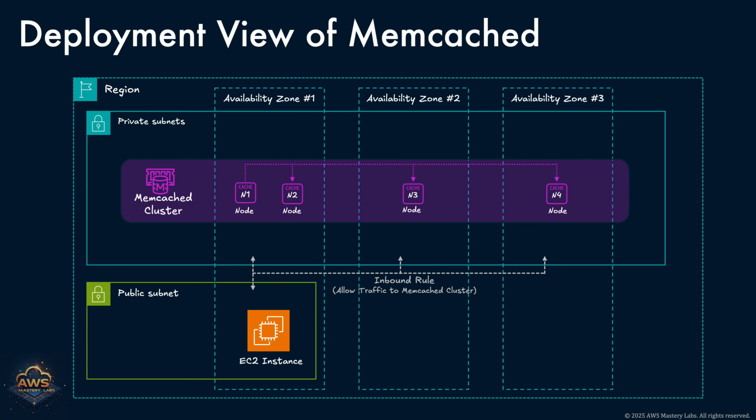In this deployment view, we see an Amazon ElastiCache for Memcached cluster deployed within a private subnet that spans across 3 availability zones, AZs, for enhanced fault tolerance and availability. The cluster consists of 4 Memcached nodes, evenly distributed across the AZs to support horizontal scaling and high availability of cached data. While Memcached itself does not support replication or failover, spreading nodes across multiple AZs helps mitigate the impact of an AZ failure on overall cache availability.